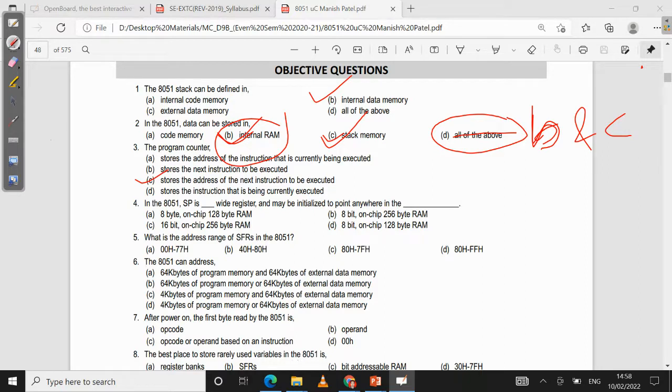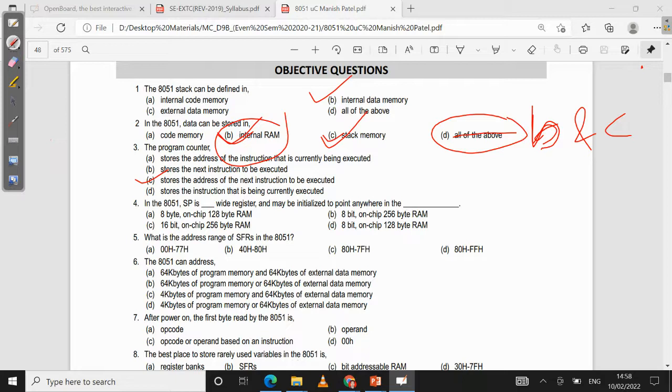Next, in the 8051, SP is a dash wide register and may be initialized to point anywhere in the dash. A: 8 byte on chip 128 byte RAM, B: 8 bit on chip 256 byte RAM, C: 16 bit on chip 256 byte RAM, D: 8 bit on chip 128 byte RAM. Yes, I want an answer from your side. This is easy. Sir, 8-bit on chip 128 byte RAM. Option D.